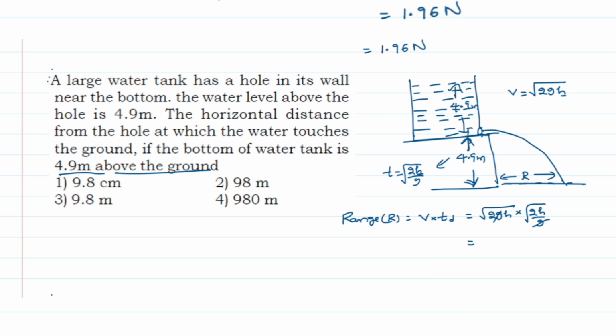Here 2 into 2 will be 4. So you can take 2 under root, 2 into h square, the square and root cancel, it becomes 2h. Therefore R equals 2 into the height value, which is 4.9 meter, which will be equivalent to 9.8 meter. So 9.8 meter is the correct answer.